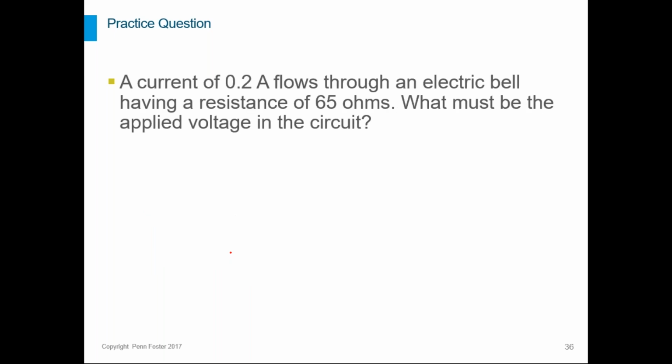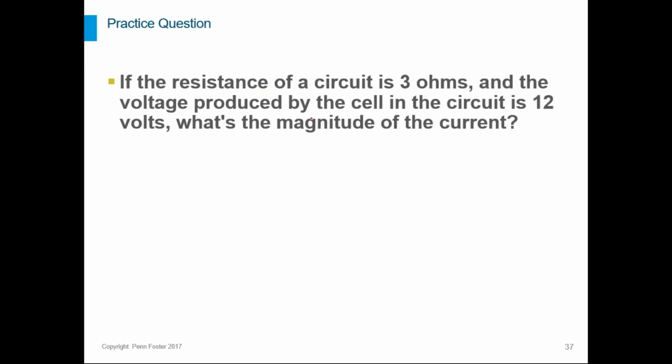Our next one: when a current of 0.2 amps and a resistance of 65 ohms, what is the voltage? So voltage equals current times resistance. Voltage equals 0.2 times 65, because our current was 0.2 and our resistance is 65, for a final answer of 13 volts.